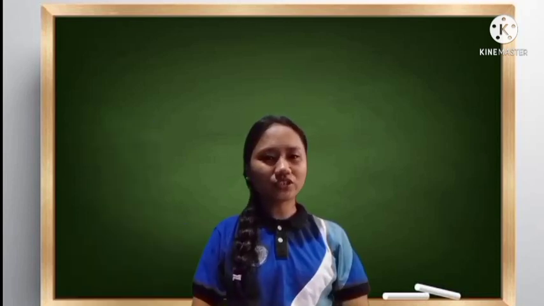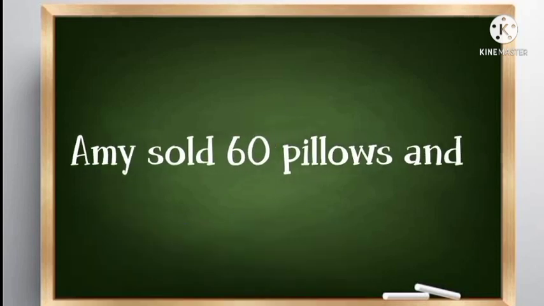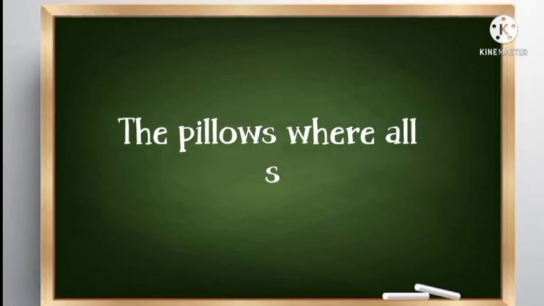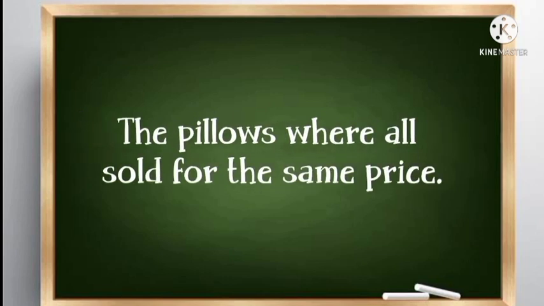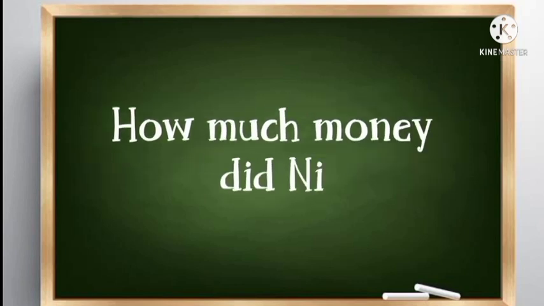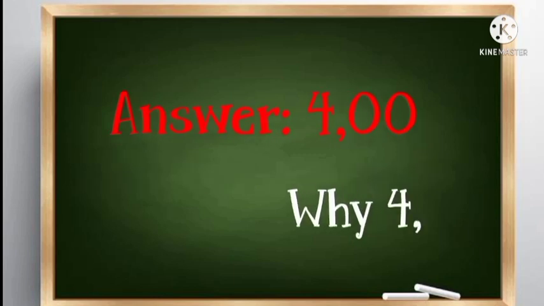For our next question, Ami sold 60 pillows and Nina sold 80 pillows. The pillows were all sold for the same price. The total amount of money received was 7,000. How much money did Nina receive?